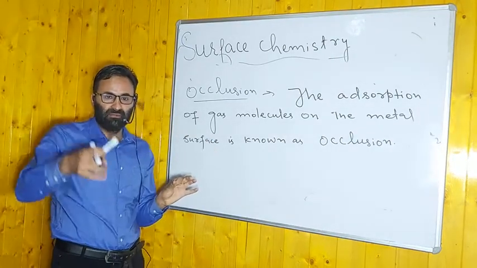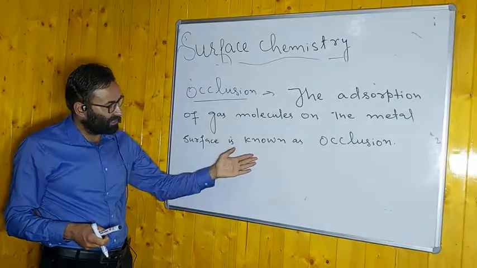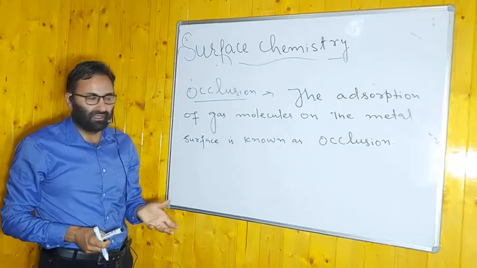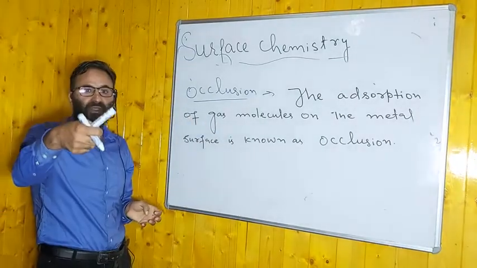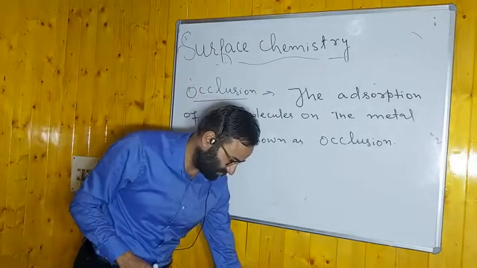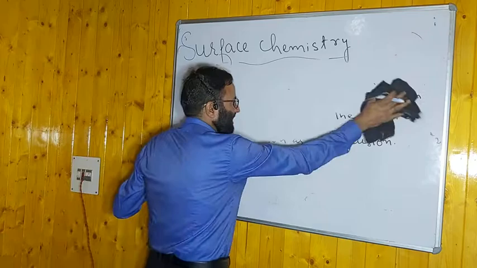Adsorbate, the molecules of the substance which get accumulated. The adsorbent, the surface on which adsorption takes place. We have the reverse process, that is desorption, and we have occlusion, when the adsorbate is gas and adsorbent is metal. At that time it is known as occlusion. Well, that's fine. Now we will take some examples of adsorption.